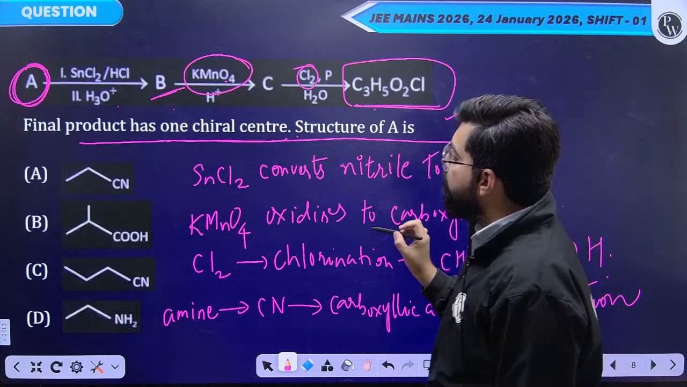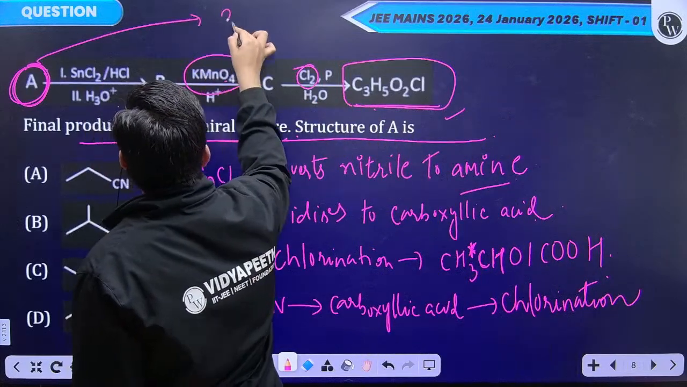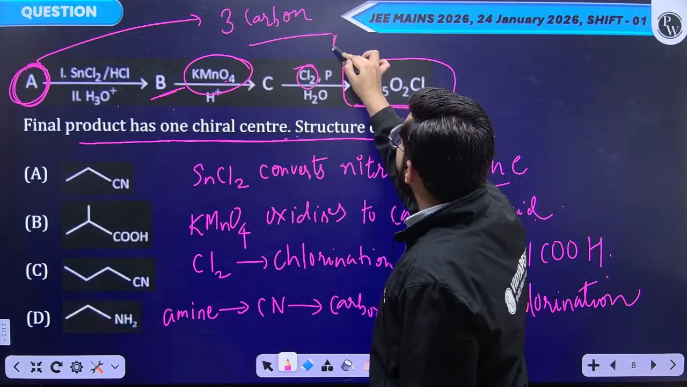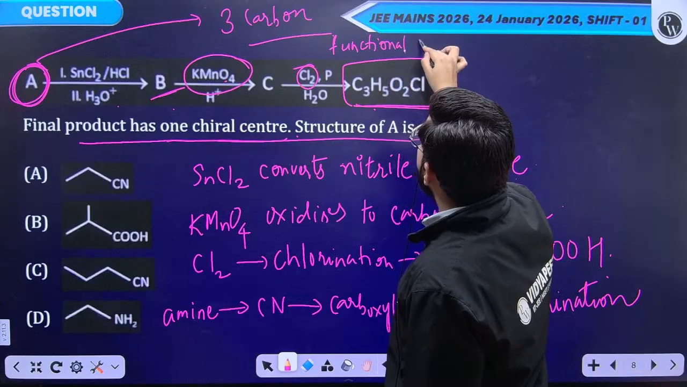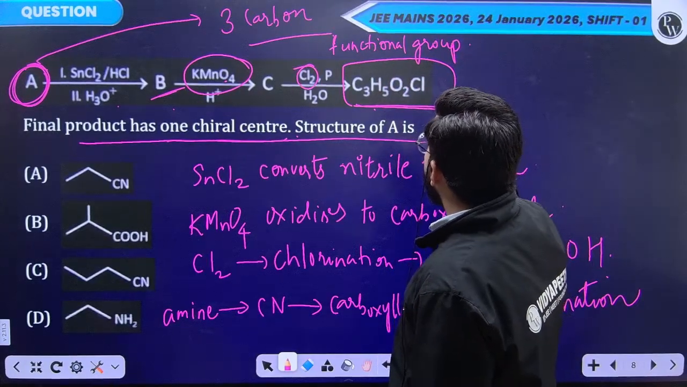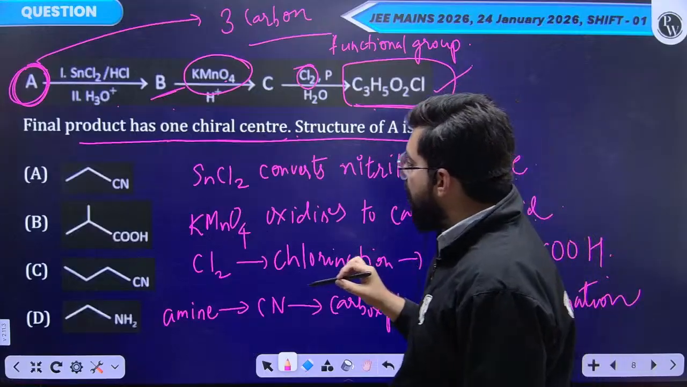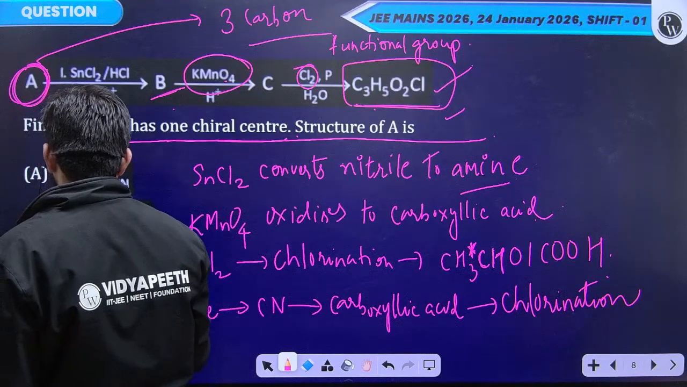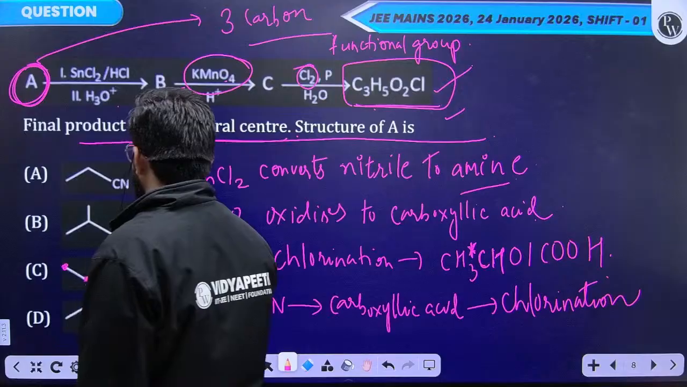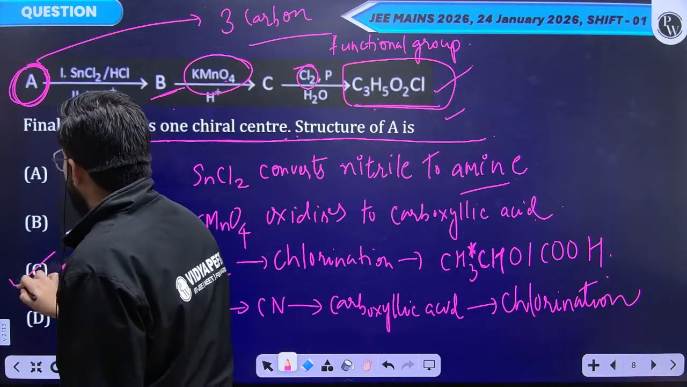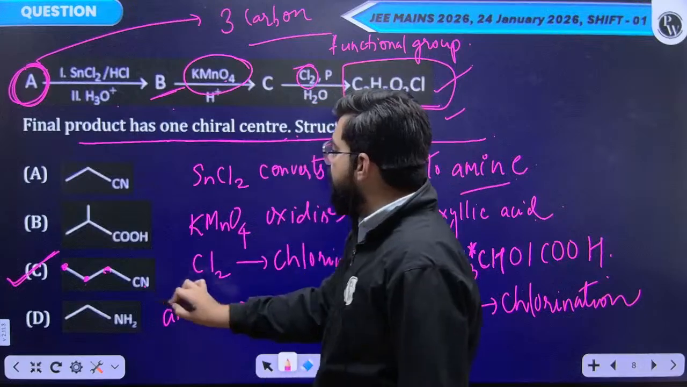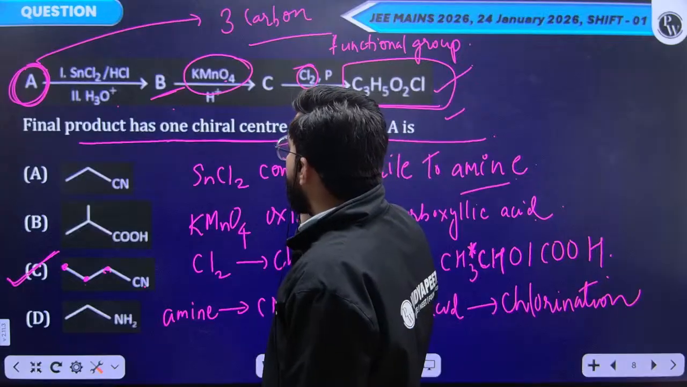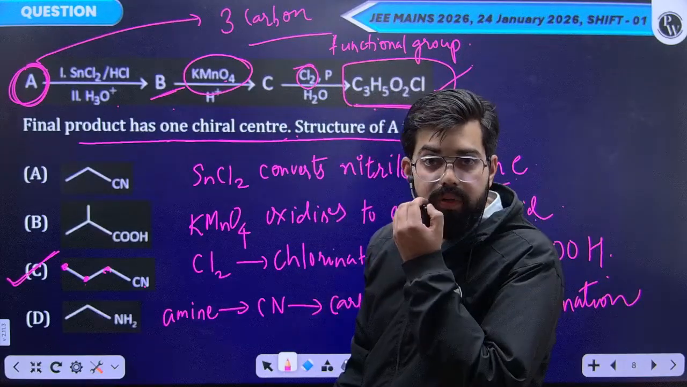So that means this A should have 3 carbon atoms with the functional group, correct? So that we can get this one. So 3 carbons and this one, 1, 2, 3, yes, CH3, CH2, CH2, CN, this one. Propyl cyanide is the answer. So this is about the question of amine. So I hope it's clear.